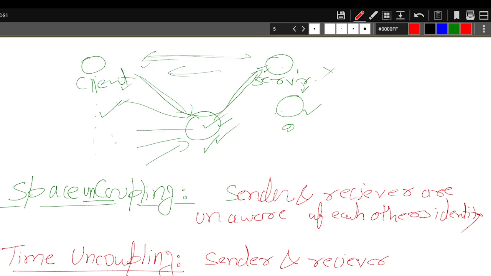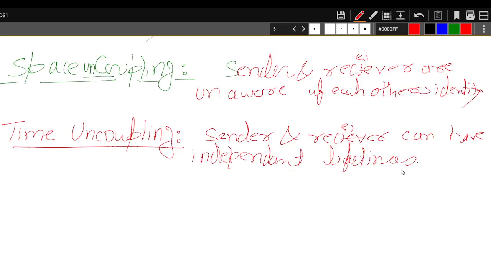Actually it is the other way around. Let me write it. Sender and receiver can have independent lifetimes. What does it mean? They both need not be live, the sender and the receiver need not be live at the time of communication.